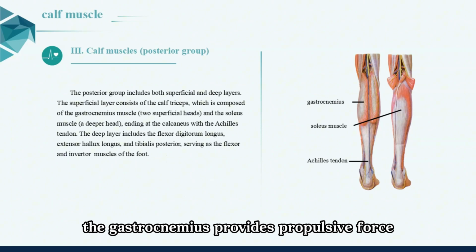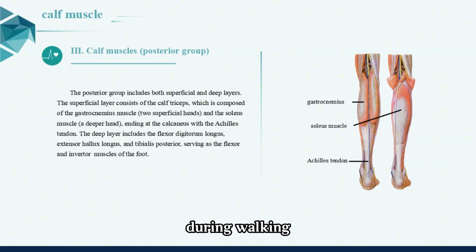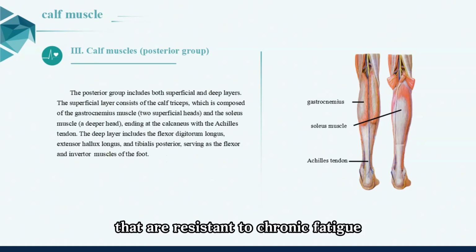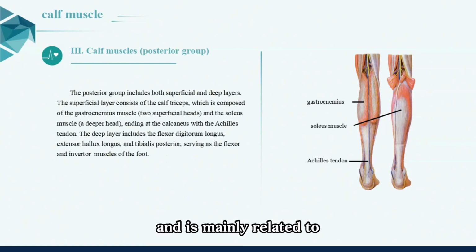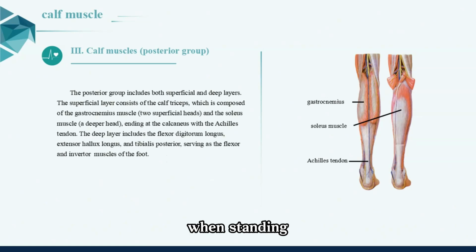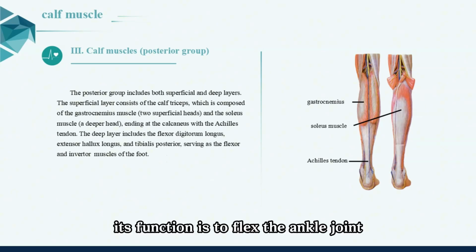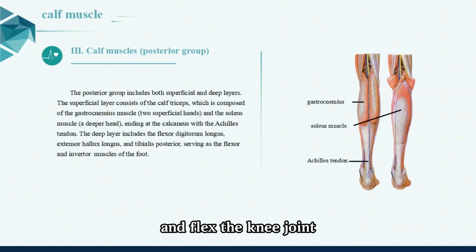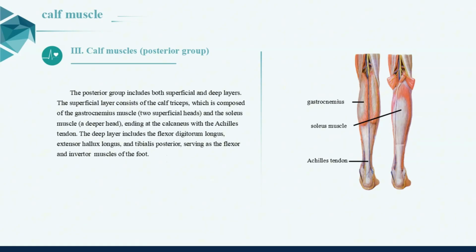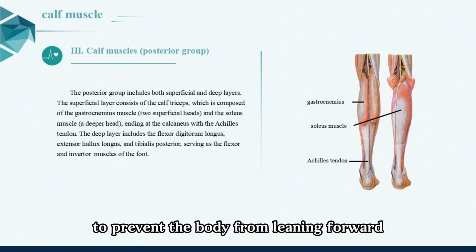The gastrocnemius provides propulsive force during walking, running, and jumping. The soleus muscle is rich in red muscle fibers that are resistant to chronic fatigue and is mainly related to maintaining stability between the calf and the foot when standing. Its function is to flex the ankle joint and flex the knee joint. When standing, it can stabilize the ankle joint and knee joint to prevent the body from leaning forward.